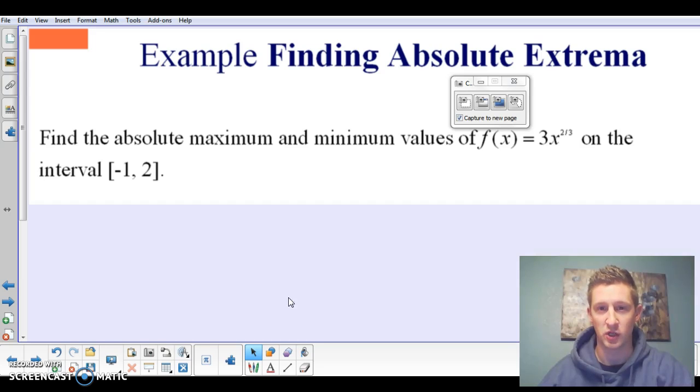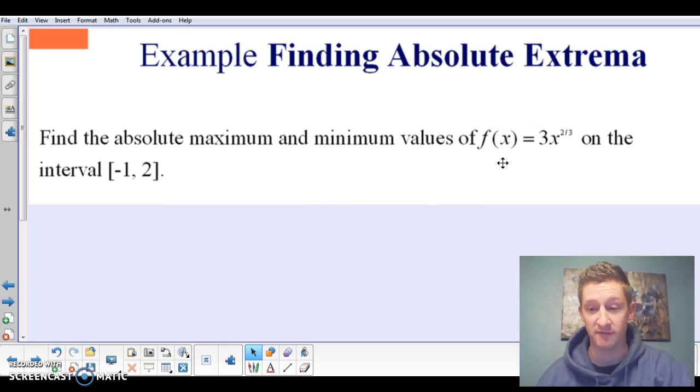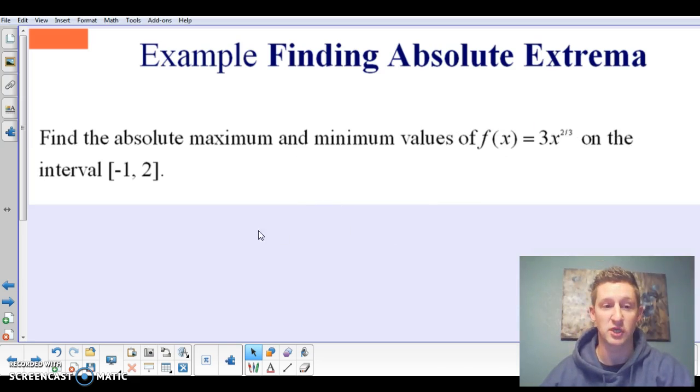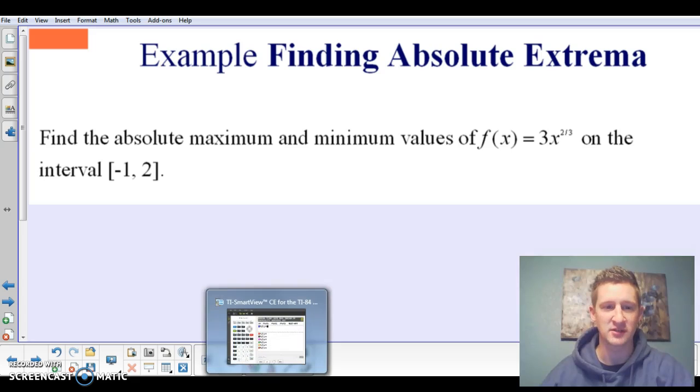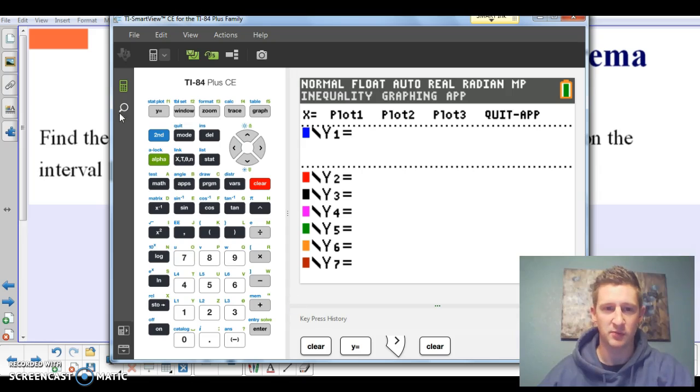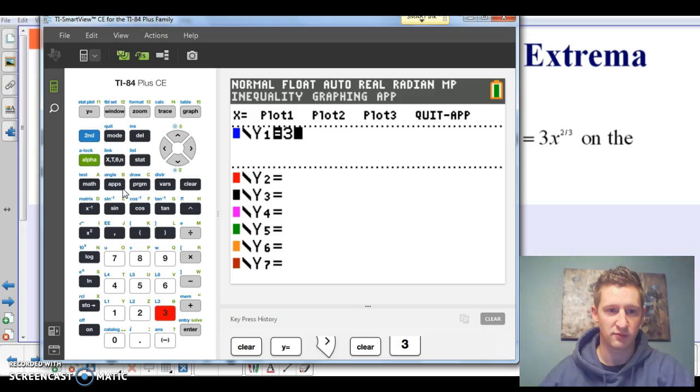So we're going to look at this expression where we're trying to find the absolute maximum and minimum values of f of x equals 3x to the 2/3 on the interval -1 to 2. It doesn't hurt to have a graph to help me picture what's going on here. So I'll pull up my graphing calculator and graph that expression, 3x raised to the 2/3 power.